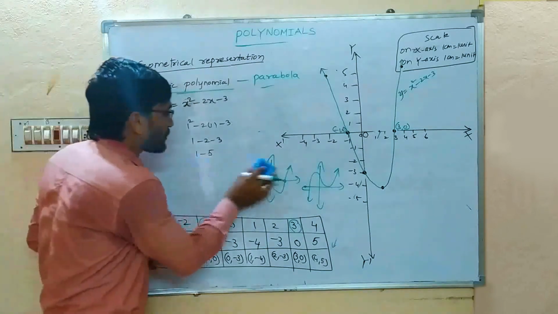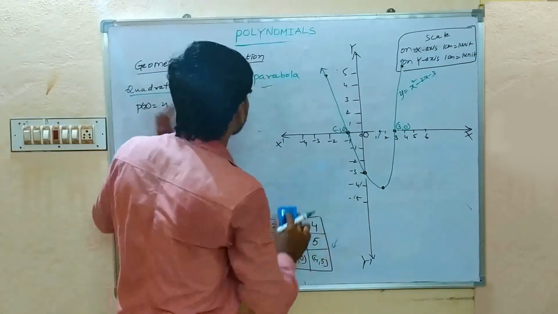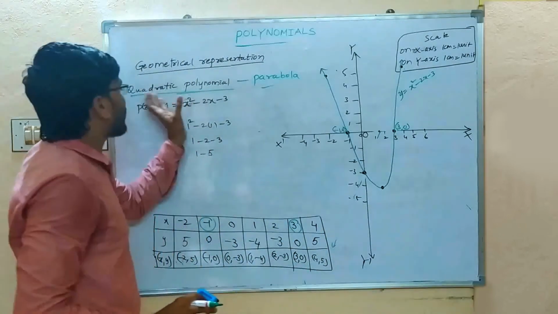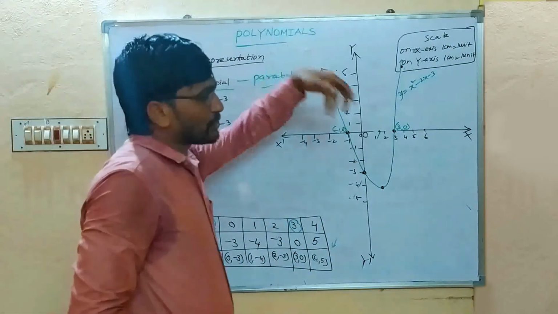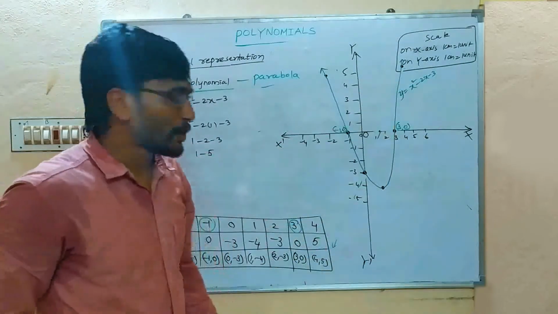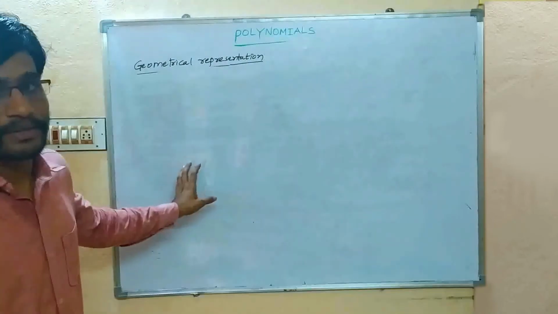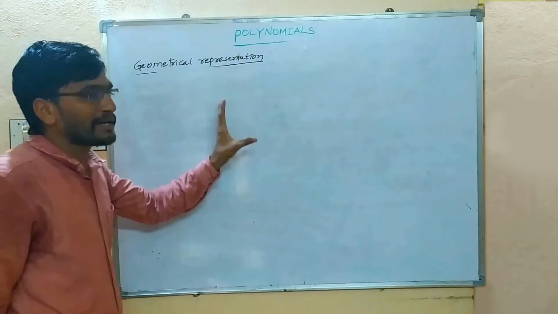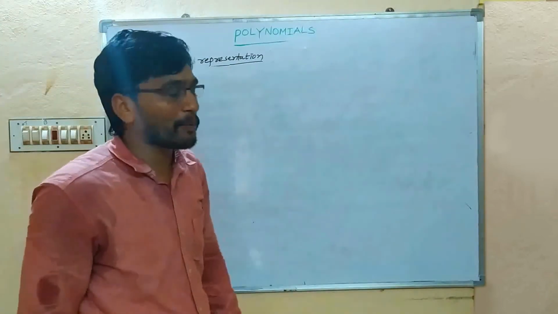In this class we study only the linear polynomial graph and the quadratic polynomial graph, and through the graph of a cubic polynomial we can only find the zeros of the cubic polynomial. Okay. Now let us discuss some important points related to the quadratic polynomial.